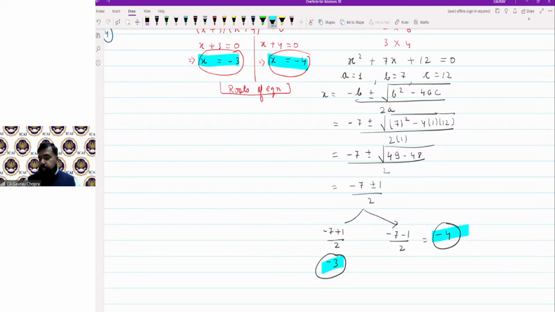अंश वर्मा says ये क्लास 10th में भी था. Yes, exactly, this was in class 10 and in this pattern we can solve. All right.